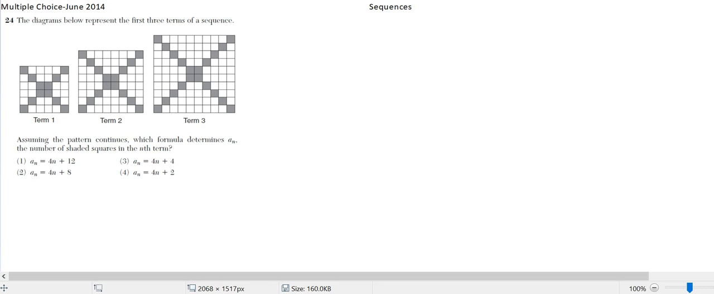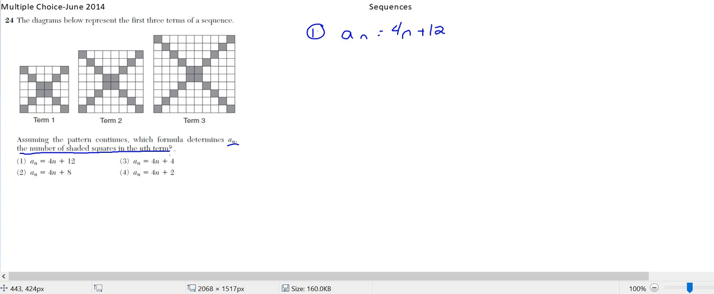So we need to try out these equations that were given in choice 1, choice 2, choice 3, and choice 4, and see which one correctly models the amount of gray shaded boxes that we have in each term. Let's start with choice 1. Choice 1 says a sub n is equal to 4n plus 12. A sub n is the number of shaded squares in the nth term, and n represents the term.